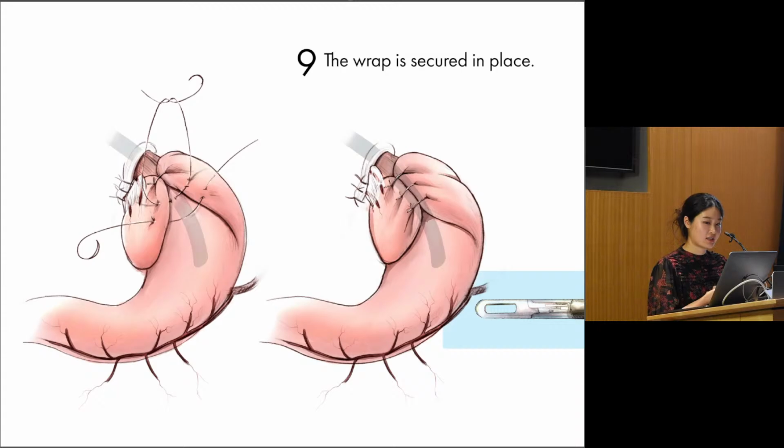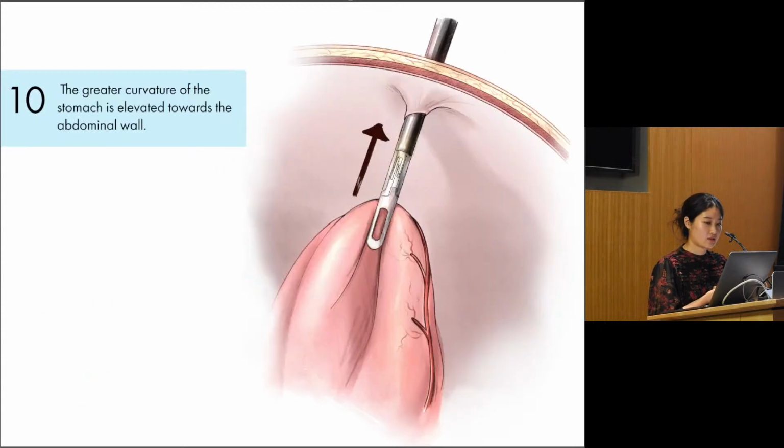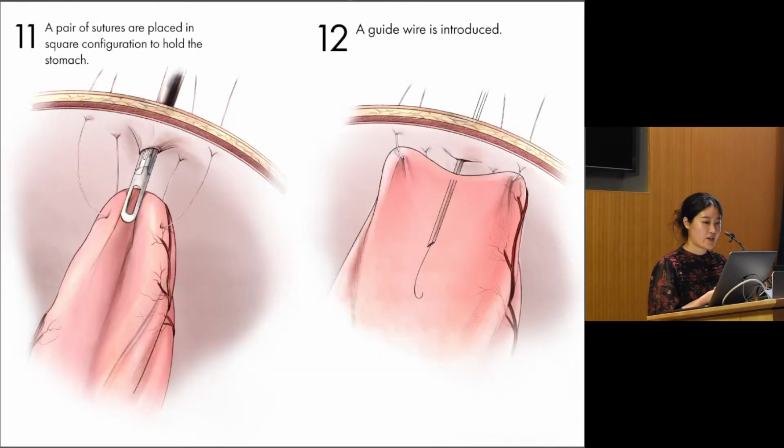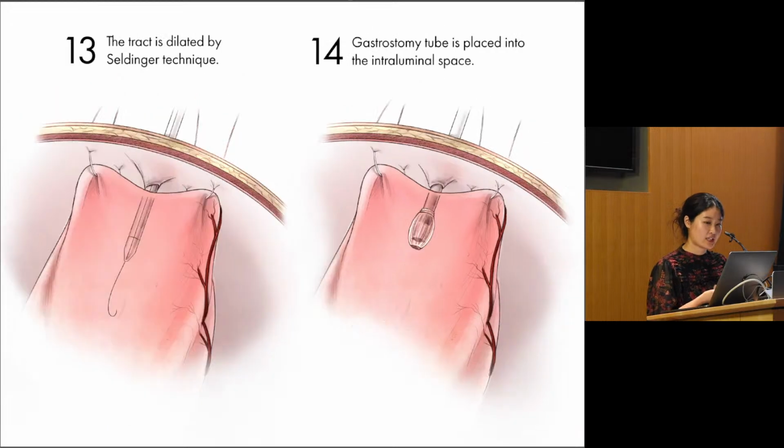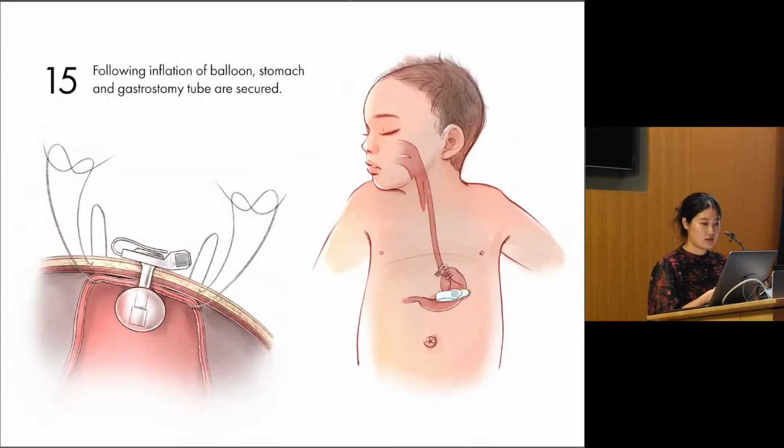After the wrap was secured, gastrostomy tube placement began. The stomach was first elevated to the abdominal wall, and a pair of sutures were placed in a square configuration to hold it. A guide wire was then introduced, and the tract was dilated by Seldinger technique. A tube with a balloon bumper was introduced next. The balloon bumper was inflated, and both the gastrostomy tube and the stomach were secured in place by stay suture technique.